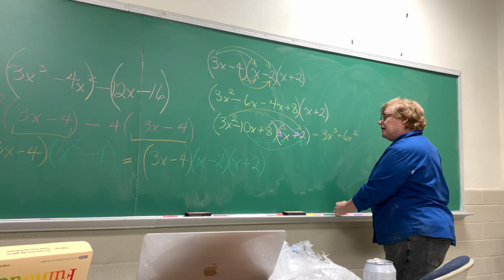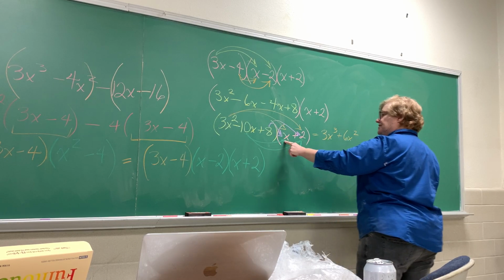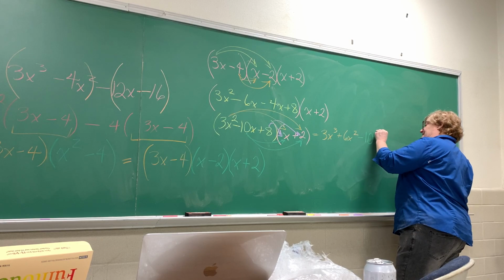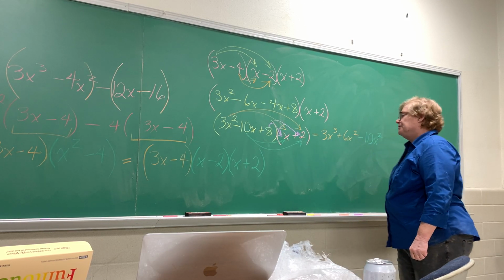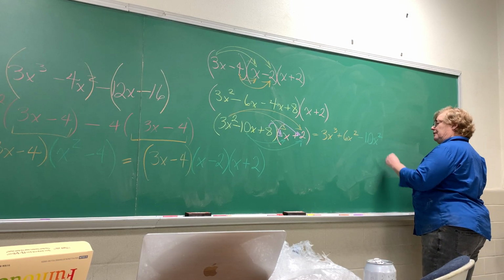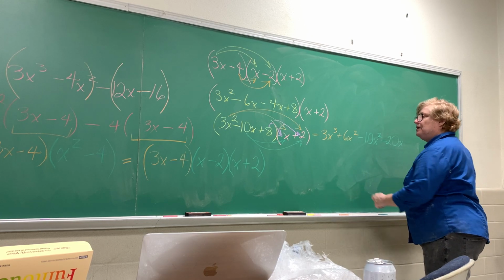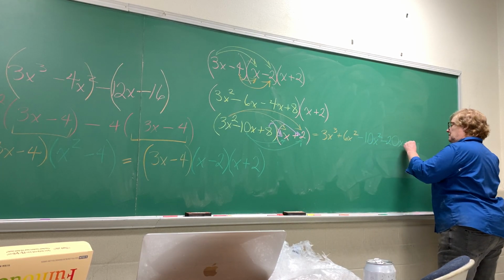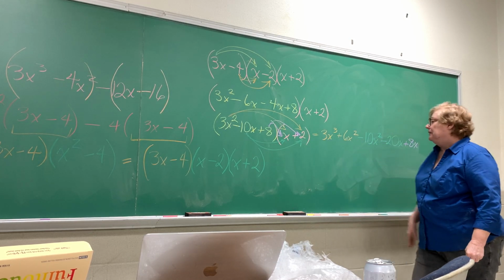All right. And now we've got green, negative 10x times x, negative 10x squared. Negative 10x times positive 2, negative 20x. Awesome. And now we've got 8 times x, that's 8x, and 8 times 2.